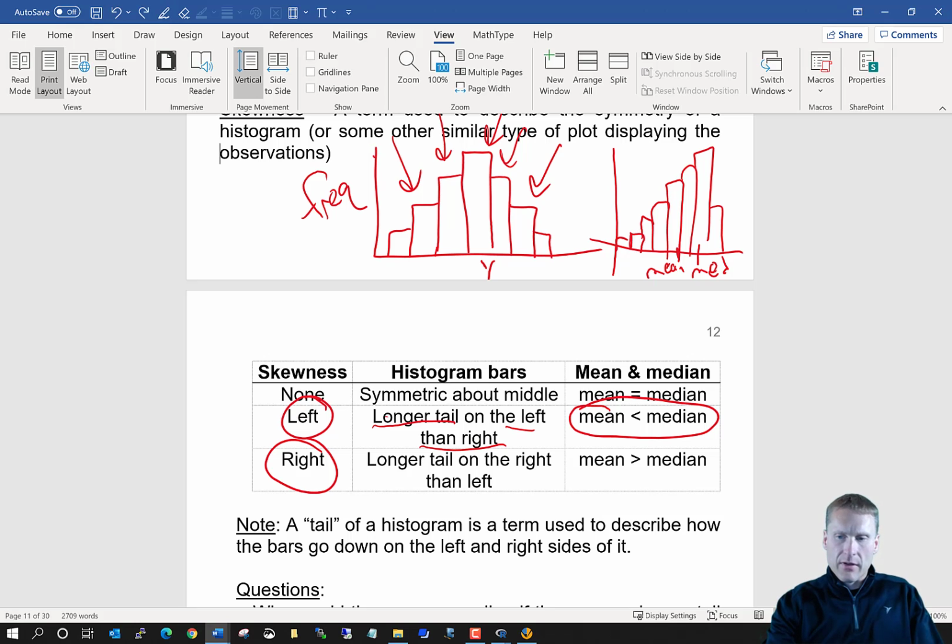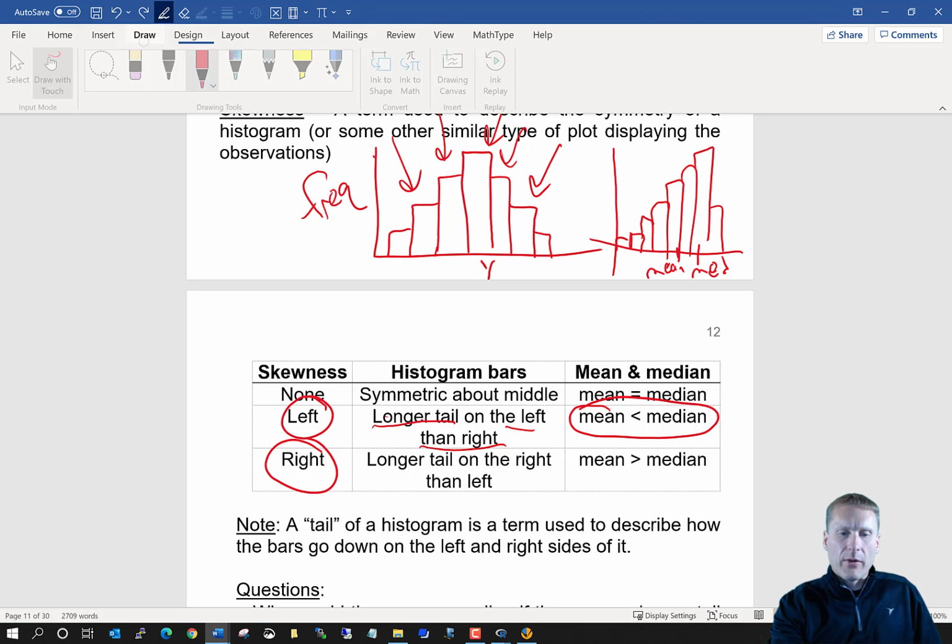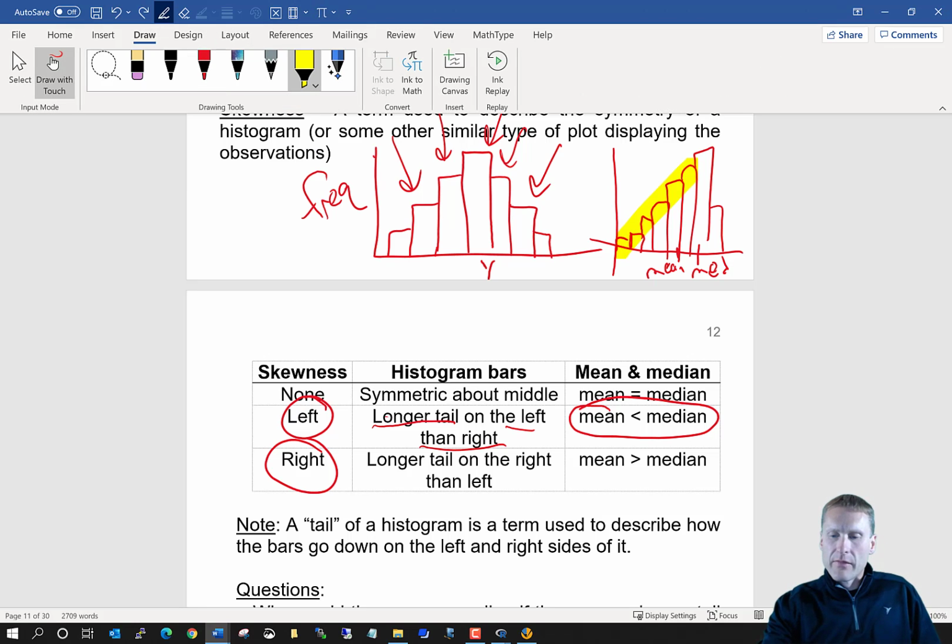Oops. Remove that. I'm trying to get my highlighter out. Let's try that one more time. Maybe I don't have a highlighter up there. Let's see if I can pull one out real quick. There we go.